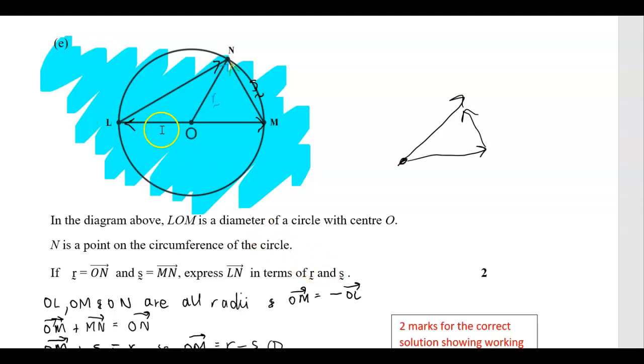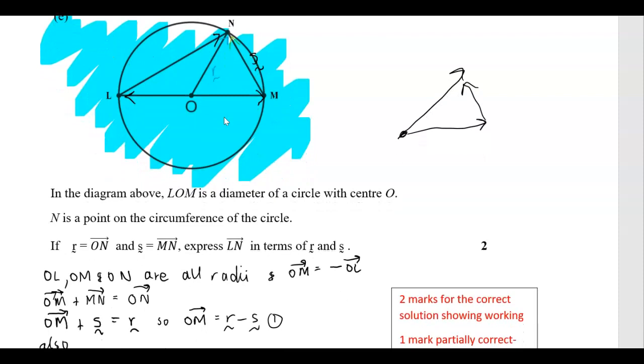Now, we need to get something clear here. Yes, OL, OM, and ON are all radii of the circle. So if we were to work out their magnitude, they would have the same magnitude. But they are not all the same vector, and they are not all equal to R. Remember, a vector has magnitude and direction. This vector here, ON, which is R, is going in a different direction to this vector here and this vector here. So they are not all equal to R. Their magnitude would all be the same. So just be really careful because that caused a little bit of confusion with this question.